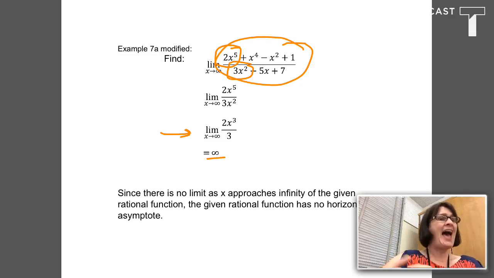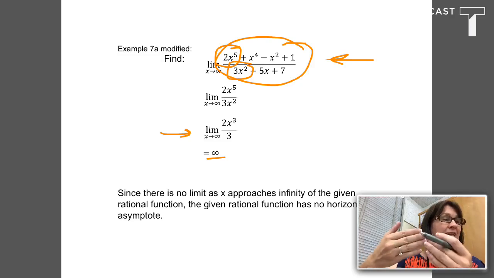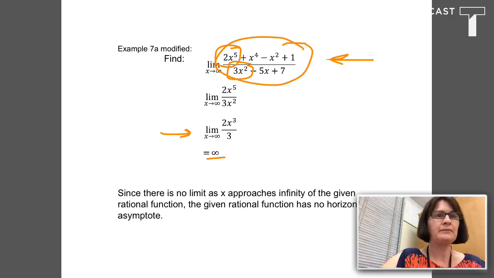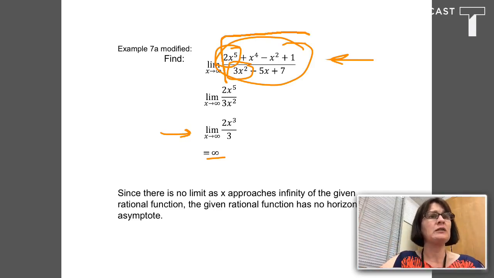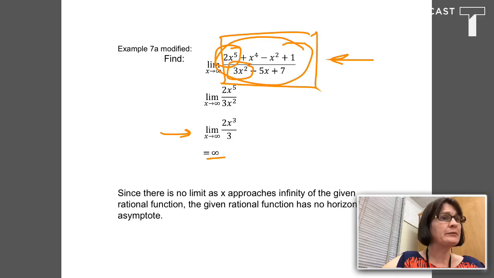So infinity, it doesn't have a limit, so we would say that this expression doesn't have a limit. You could also say the limit is infinity, but you'd have to understand that that means you're saying it doesn't have a limit. And we could make the further conclusion that if I graphed this function, it would not have a horizontal asymptote.